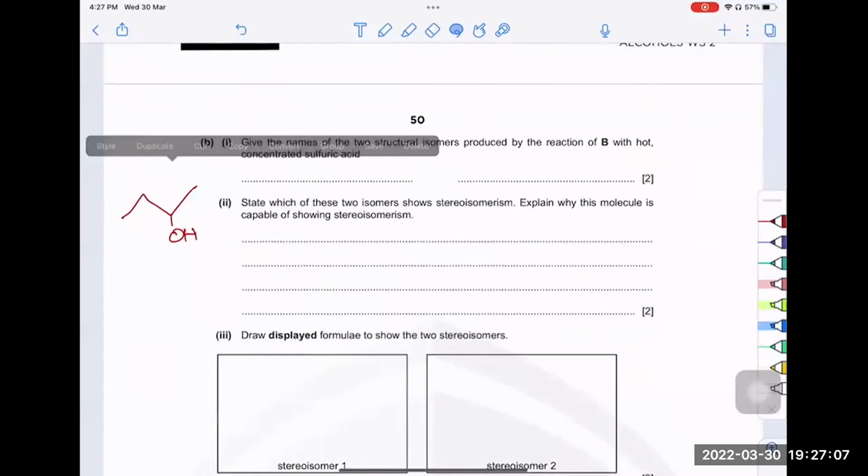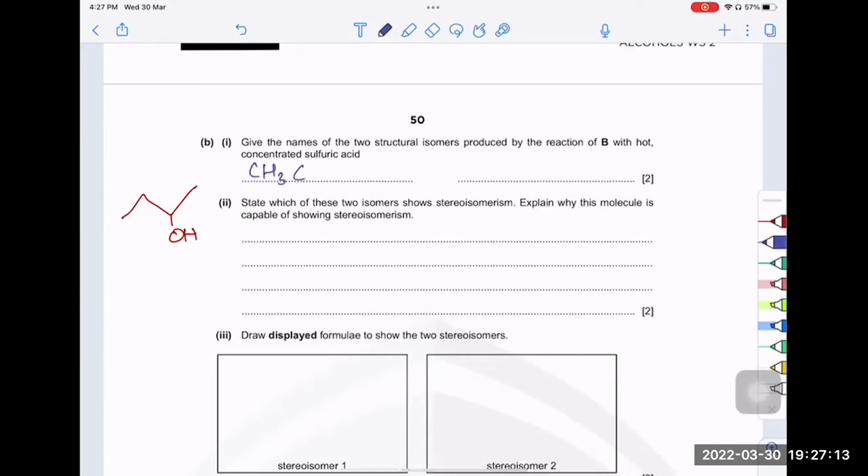Okay, so when I remove OH from here, one option is to remove it from here, which makes this CH3 CH2 CH with double bond CH2. Okay, that's one option. The other option is I remove OH from here and H from here, which gives me CH3 CH double bond CH CH3. Okay, so those are the two options that I have.